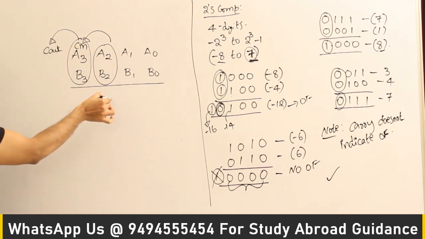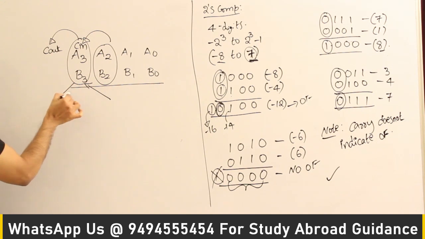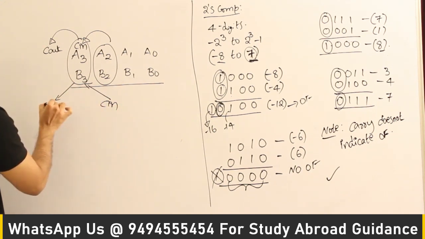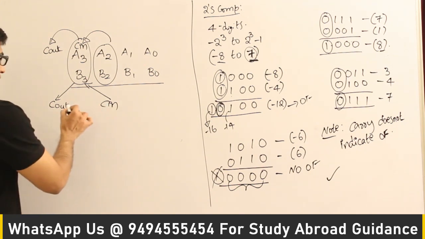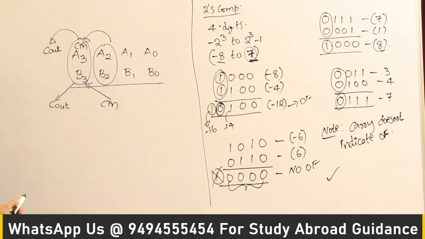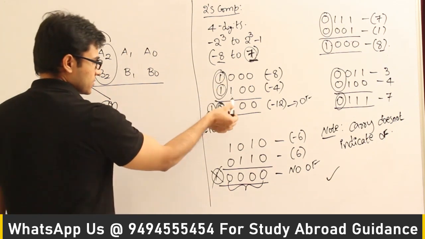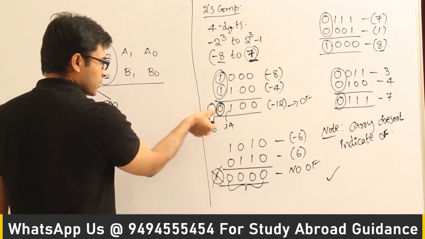Okay, so we are going to get some carry into this and we are going to get some carry out of it, so we call this C in and C out. So what is C in and C out here? Whatever carry we get into the most significant bit stage, that one I am calling carry in, and whatever you get out of it I am calling carry out. Now whenever carry in is equal to carry out, so check this. So in this case, what is carry in? Carry in is 0 and carry out is 1.